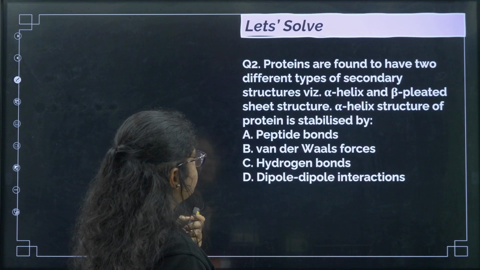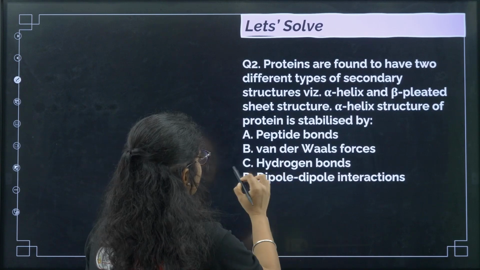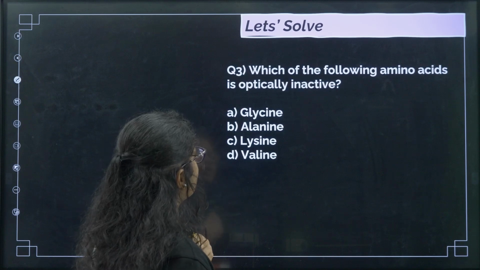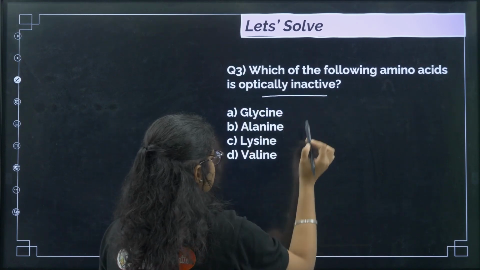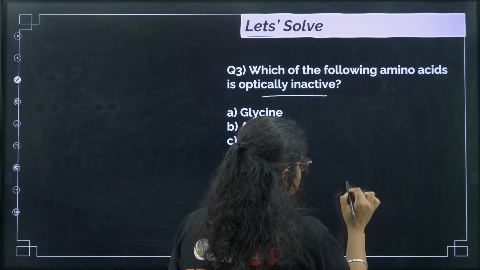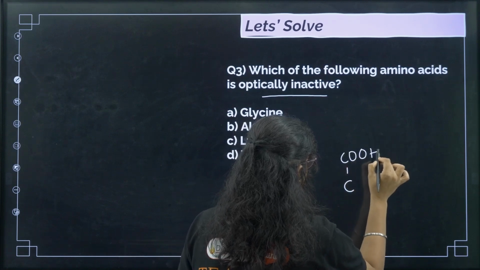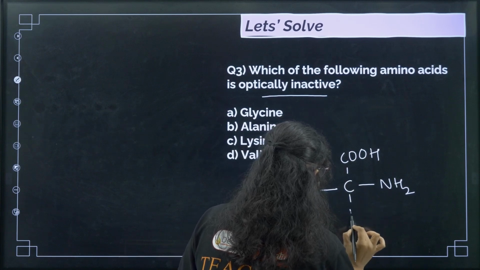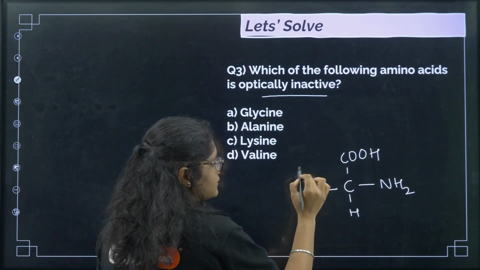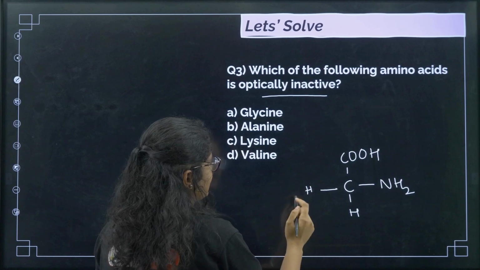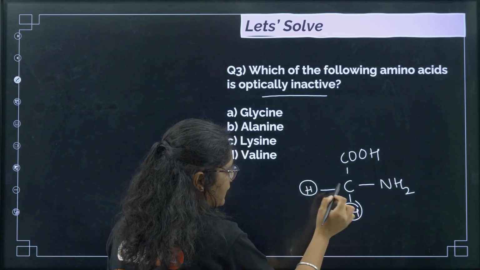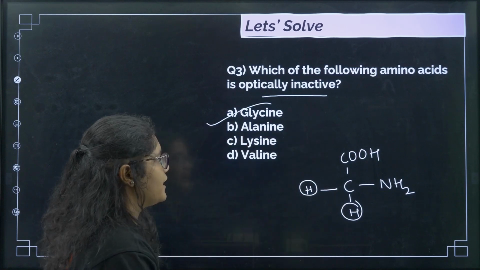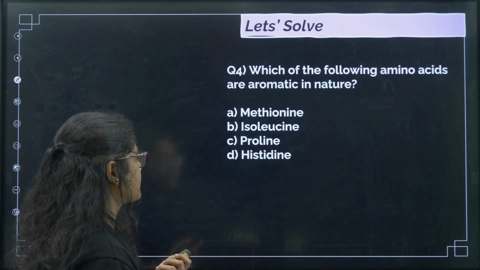Next, alpha helix structure of the proteins, this question is repeated. Next, which of the following is optically inactive? If you remember the glycine structure, it has C double bond O, OH, NH2, and two hydrogens. Because of the two hydrogens attached to the same carbon, glycine becomes optically inactive, and the correct answer is option number A.